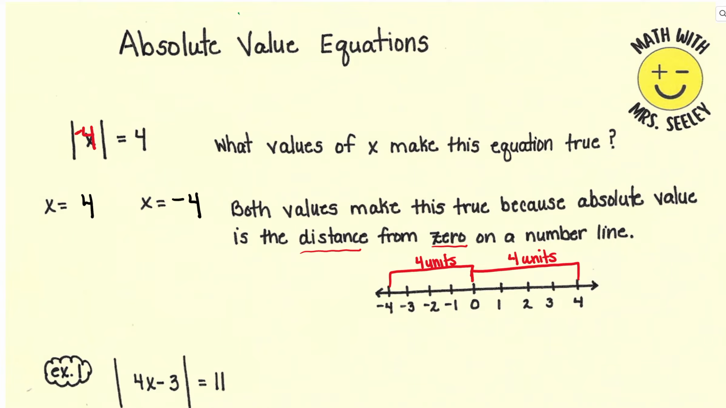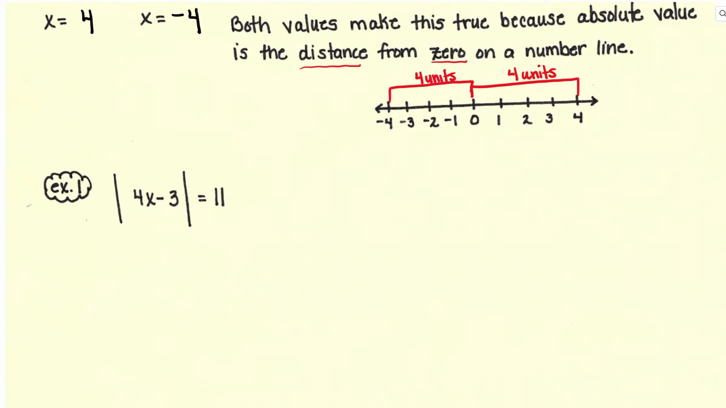Following that same logic, look at this example. That means that I should be able to put an 11 inside that absolute value and it would be a true statement. I should be able to put negative 11 inside this absolute value and it would still be a true statement. So that's how we solve absolute value equations.